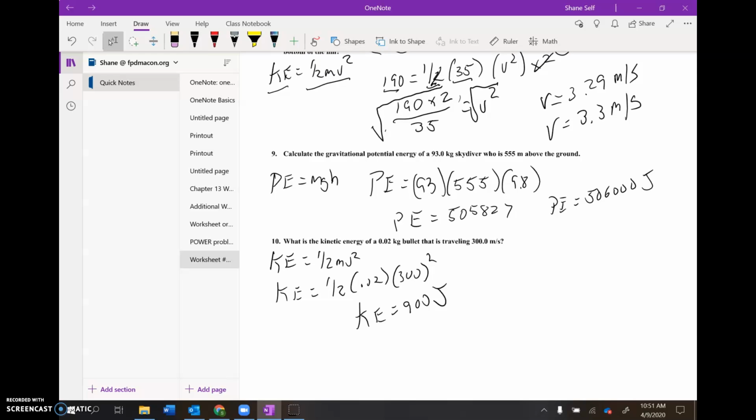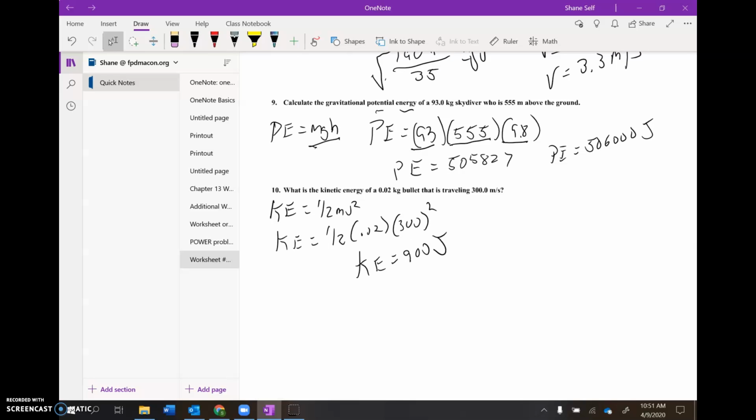Number 9. Calculate the gravitational potential energy of a 93 kilogram skydiver who is 555 meters above the ground. This is a straight multiplication problem all the way across. Just fill it in. Potential energy, mass, times height times acceleration due to gravity. Just plug them in. Mass, 93. Height, 555. Acceleration due to gravity, always 9.8. Multiply all three together, and you get potential energy as 505,827 joules. In significant digits, 506,000 joules.